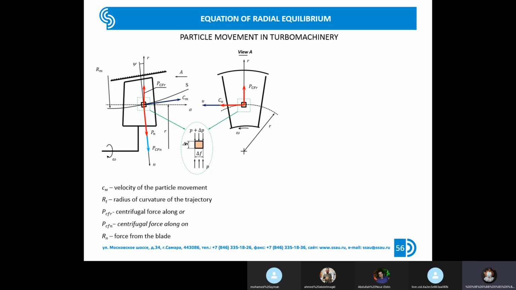A very short topic deals with the equation of radial equilibrium. A very typical approach for turbomachinery is to design the stage considering how the particles move in layers. I will try to explain. You have a turbomachinery stage, a turbomachinery blade row. It's not important which, and you could split the main flow into a large number of layers.